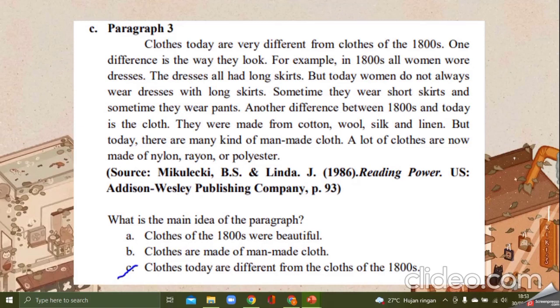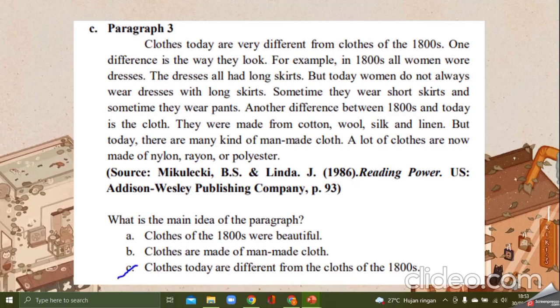Paragraph 3. Clothes today are very different from clothes of the 1000s. One difference is the way they live. For example, in ancient times, women wore long dresses. The dresses all had long skirts, but today, women do not always wear dresses with long skirts. Sometimes they wear short skirts, and sometimes they wear pants.